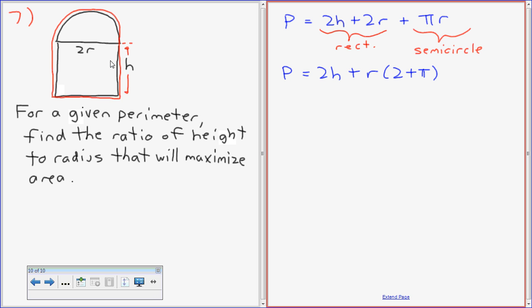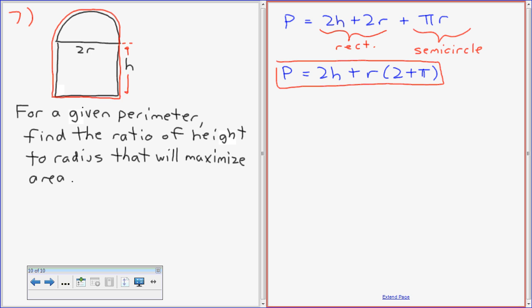Can I say that? Now, before you say, oh my goodness, Mr. Sadler, what just happened? I just factored out an R. It looks messy, but 2 plus pi is just a number, like 5.14 or whatever. Okay, so there's my equation for perimeter.